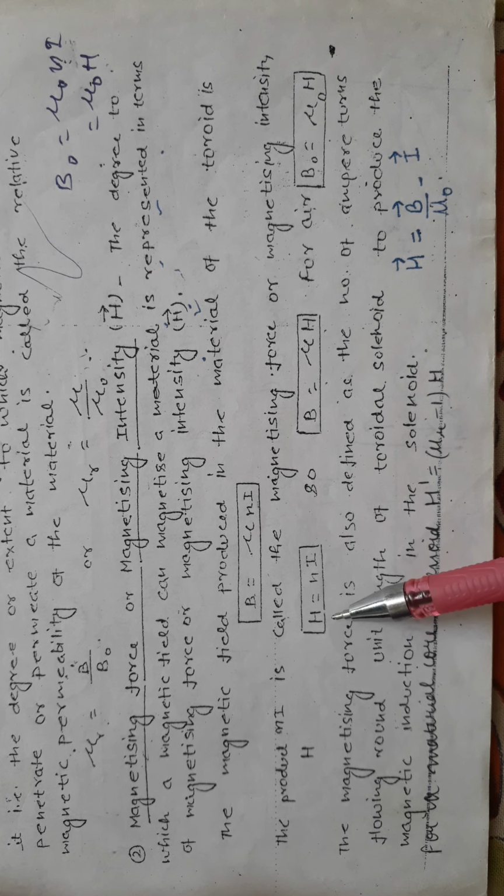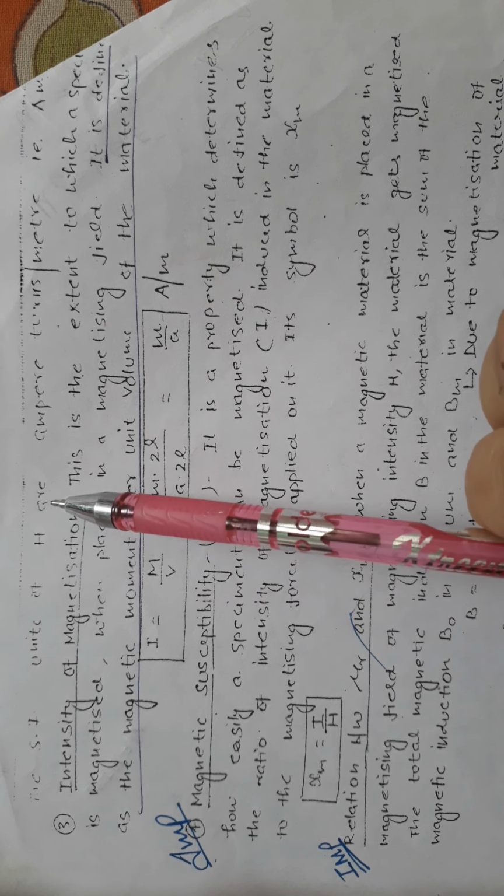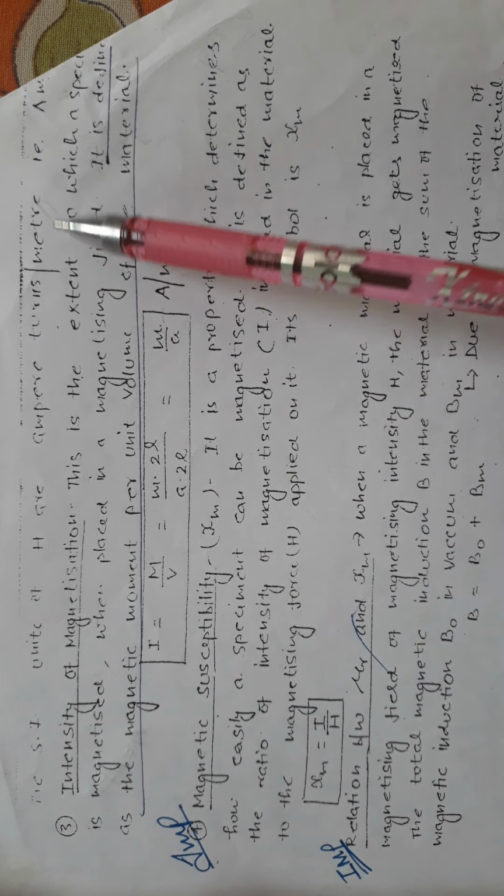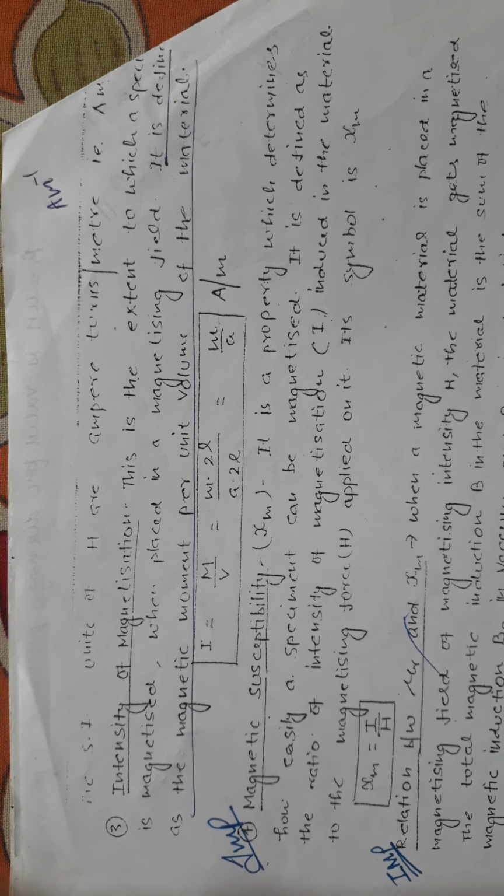And I have already told you, the material is placed within the solenoid to magnetize, and this is done by H, the magnetizing force. The SI unit of H is ampere turns per meter, that is ampere meter inverse.